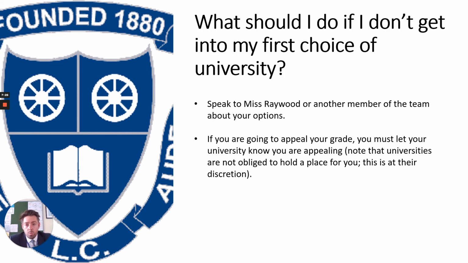So what happens if you don't get into your first choice university? I'd say firstly, don't panic. You need to speak to Miss Raywood or someone in the sixth form team or part of the senior leadership team about your options. You may wish to go through clearing, or you may sit the autumn exams or summer exams next year to try and improve your grade. If you're going to appeal your grade, you must let your university know you are appealing. They will then let you know whether they will hold a place for you pending the outcome, but universities are not obliged to hold a place for you. It is at their discretion.